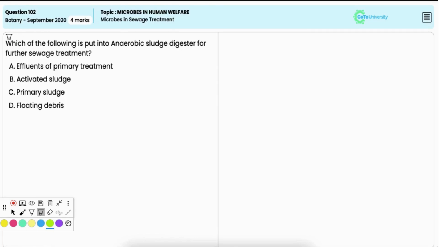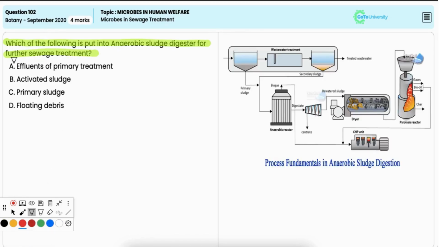In this question, you have to identify which of the following is put into anaerobic sludge digester for further sewage treatment. Option A, effluents of primary treatment.